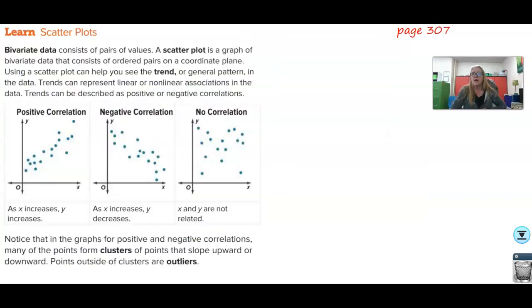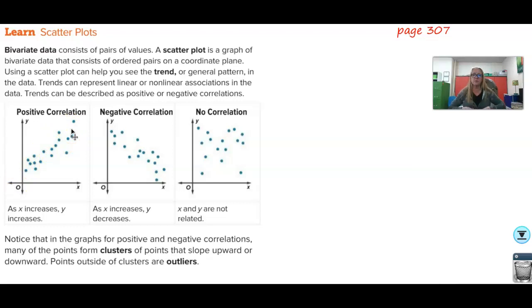Bivariate data consists of pairs of values. A scatter plot is a graph of bivariate data that consists of ordered pairs. Well, I'm already bored with that paragraph. Basically, this says what I already said. Two things that are related, as one goes up, the other goes up, form a positive correlation.